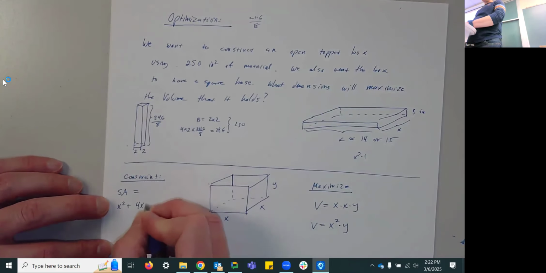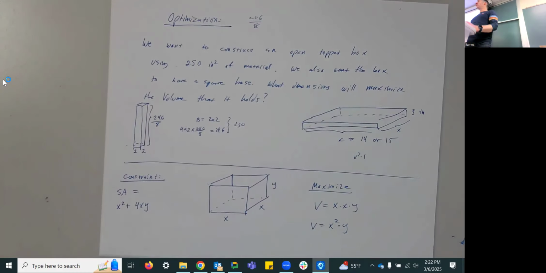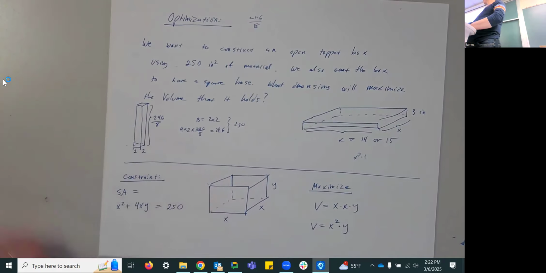It's 4x times y. If it was a closed top box, it would be 2x squared plus 4xy, but we don't have a top, so we don't have surface area for that. We want that to equal 250.